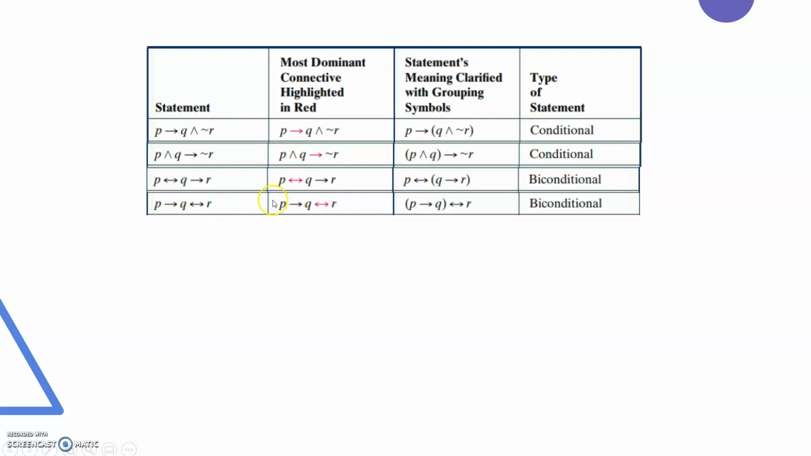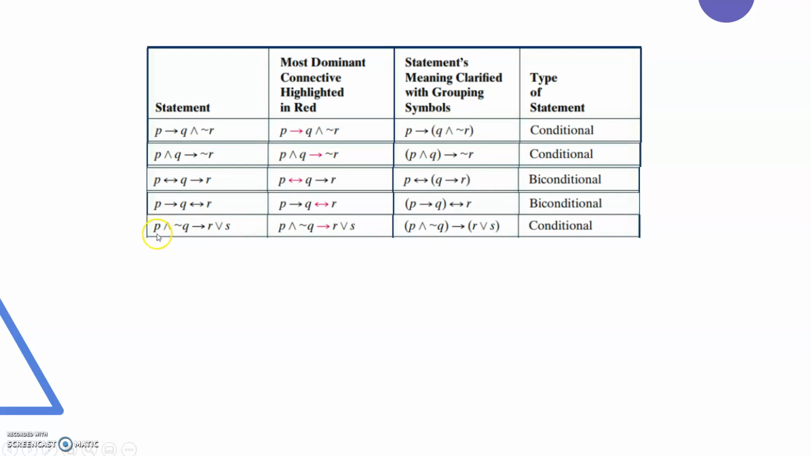So I would group the two before. There aren't two afterwards, so there's nothing to group afterwards. So I would group the P implies Q, if and only if R. This is considered a biconditional because the biconditional has the strongest dominance in this particular statement. So again, we're just looking at each statement to see which one has the strongest dominance.